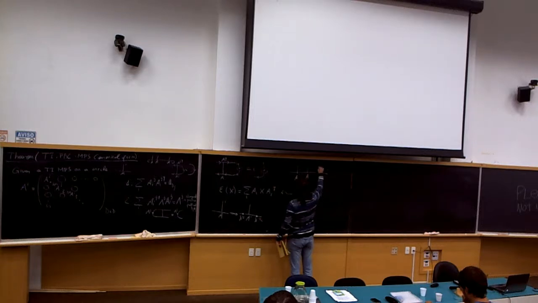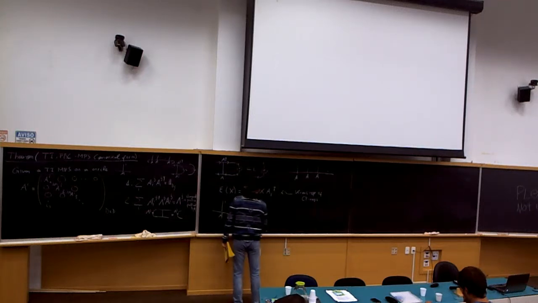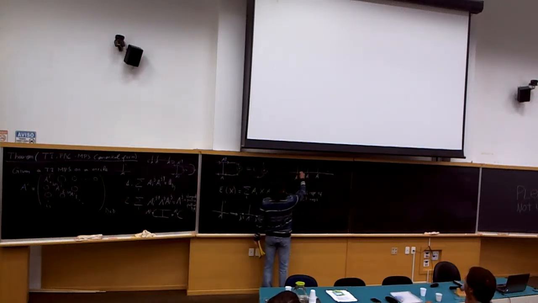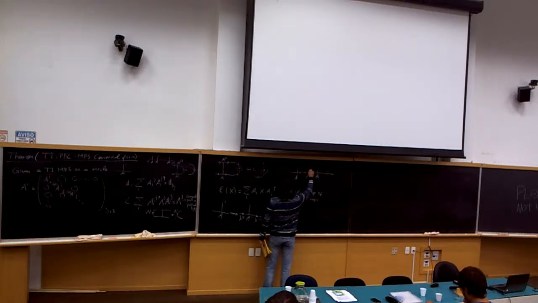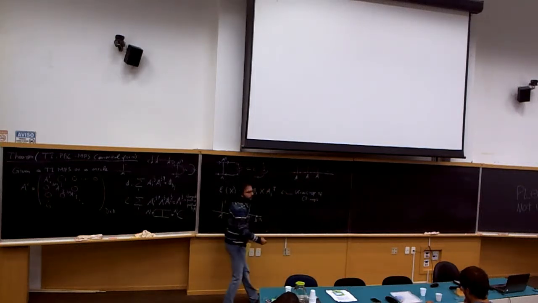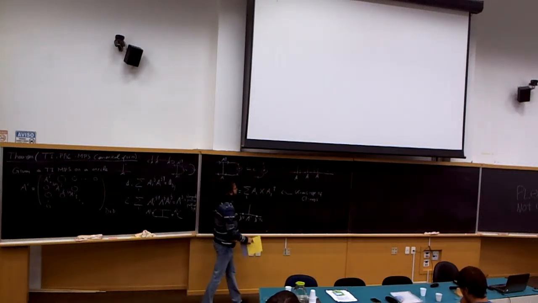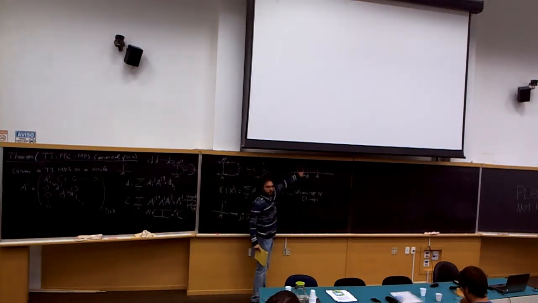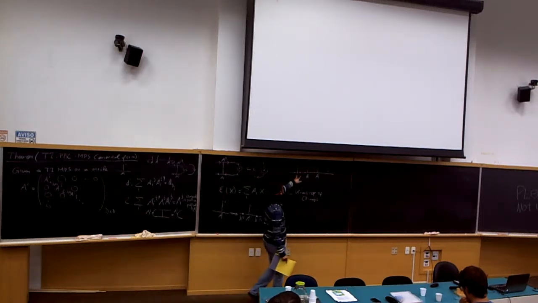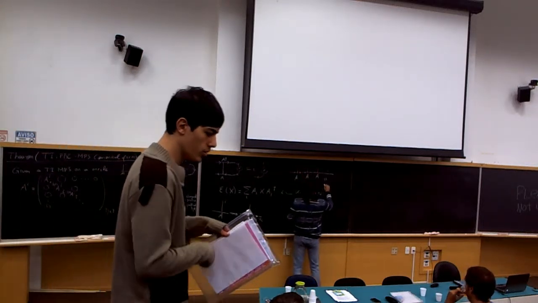So our original MPS was this. But now I'm redefining each local tensor by adding X to the minus 1 half and X to the 1 half here, X to the minus 1 half and X to the 1 half here, and so on. So given the guarantee that X is invertible, so it's full rank, there's a unique inverse. So these guys just cancel each other. So this is equal to the original state A.